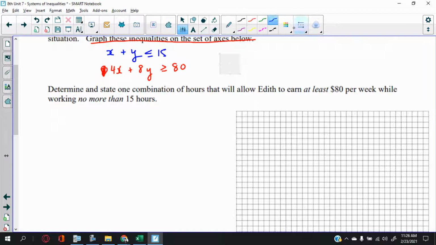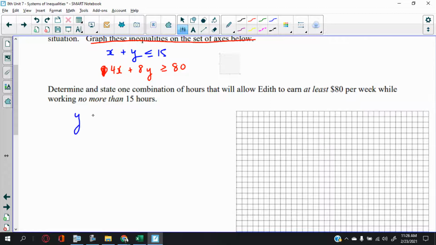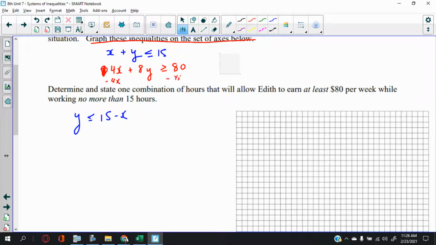Okay, I'm going to work a little bit faster this time. Here we're going to isolate. I'm going to subtract x on both sides, so I'm just going to rewrite this: y is less than or equal to 15 minus x. For the second one, I'll subtract 4x. That gives us 8y greater than or equal to 80 minus 4x. Divided by 8, I get y is greater than or equal to 10 minus half of x.